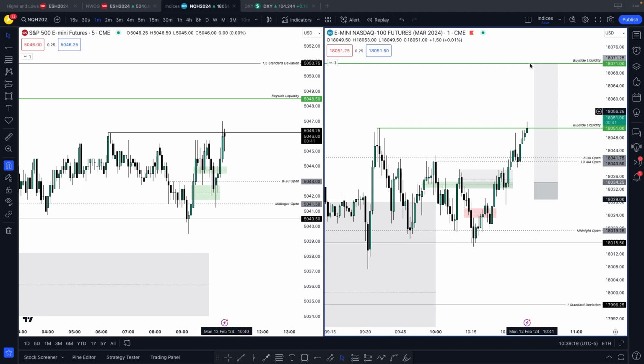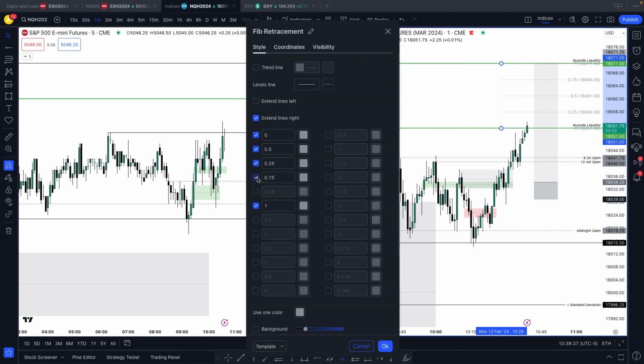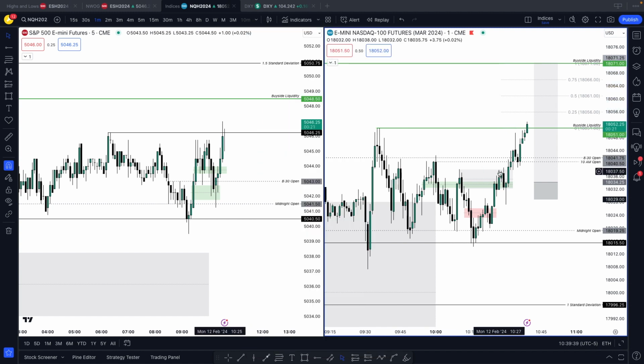And again, it doesn't have to reach all the way here for you to take another partial. Sometimes what I'd like to do is take whatever terminus you're reaching for, like that, and then take it to whatever buy side you took your partial at there. And then you can just throw on your quarters of that range, and here's more areas where you can take a partial at. 56, 61, 66, and 71.